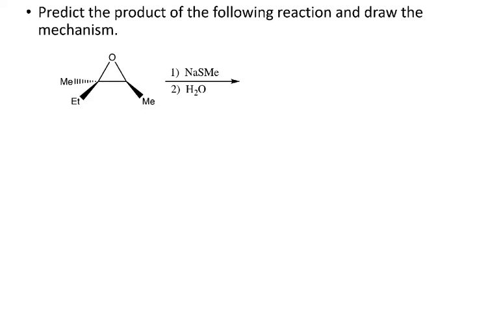What I'd like to do first is predict the product, and then we'll figure out what the mechanism should look like. Now, the first thing we want to ask ourselves is, which of the two types of ring openings do we have? Do we have a strong nucleophile, which has one type of mechanism and one type of regiochemistry, or is this the weak nucleophile with acidic conditions, where we have a different regiochemistry and a different mechanism?